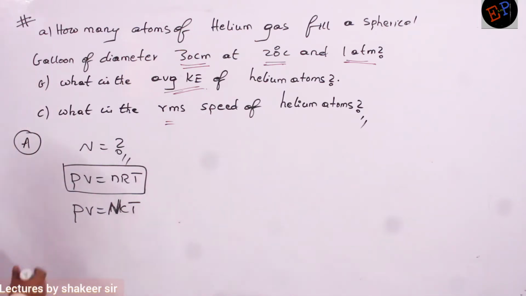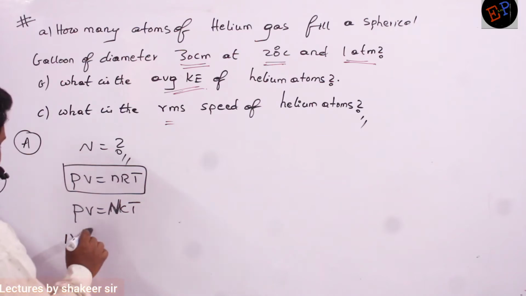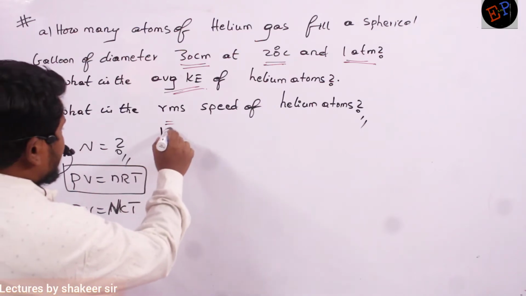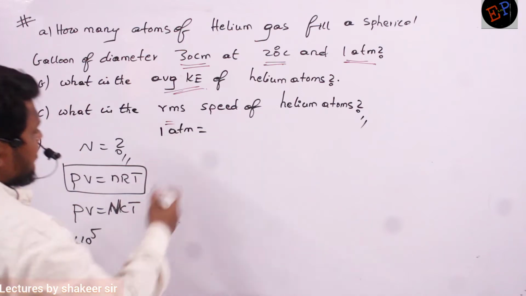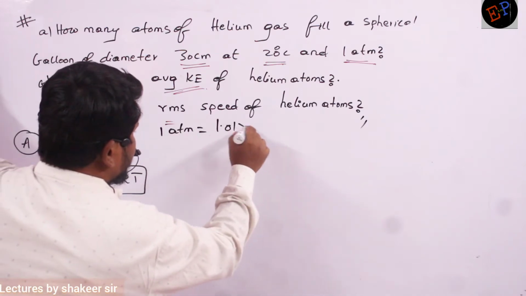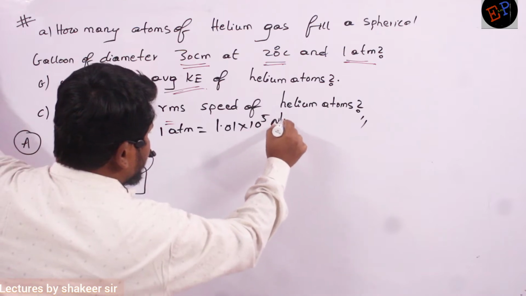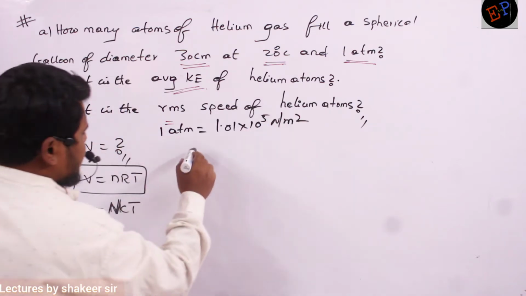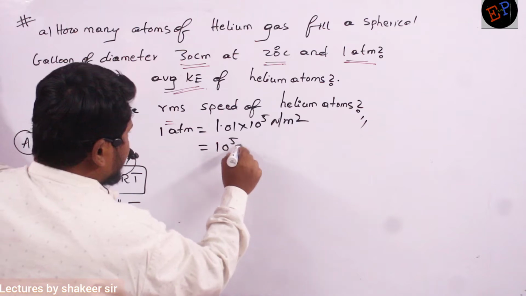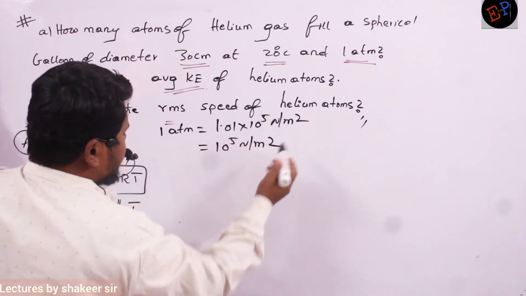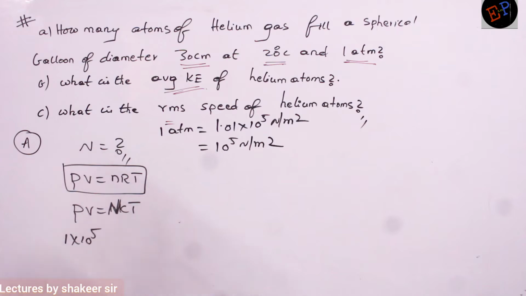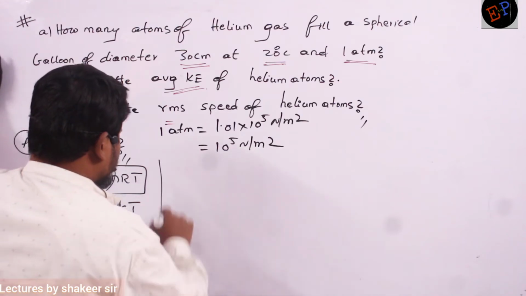1 atmospheric pressure. So I will write 1 into 10 power 5 Newton per meter square. See, 1 atmosphere pressure is equal to how many Newton per meter square? 1.01 into 10 power 5 Newton per meter square. Or approximately you can write 10 power 5 Newton per meter square, very similar. And what is the volume? Balloon diameter is given as 30 centimeter. So let us calculate the volume of the gas.